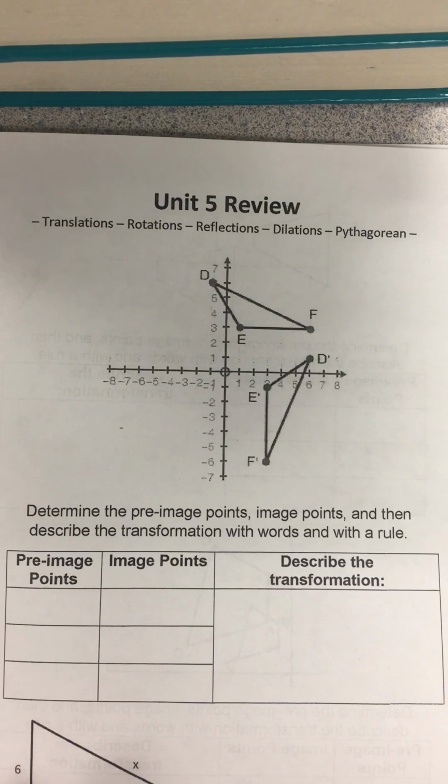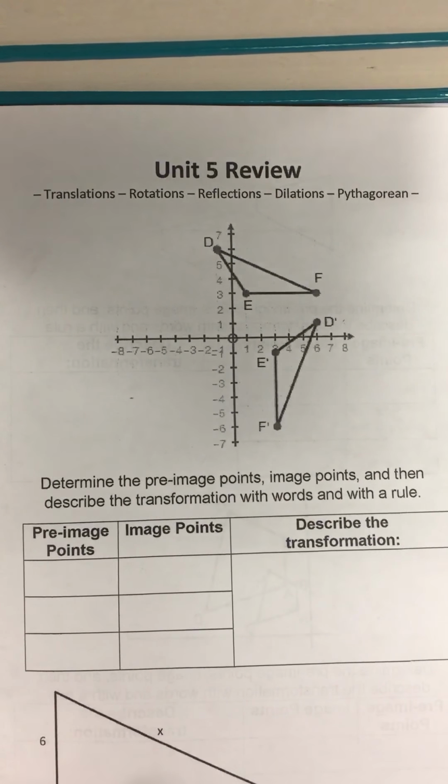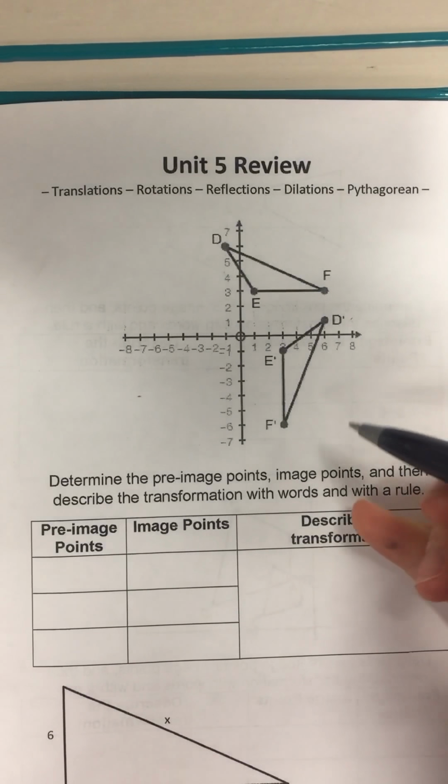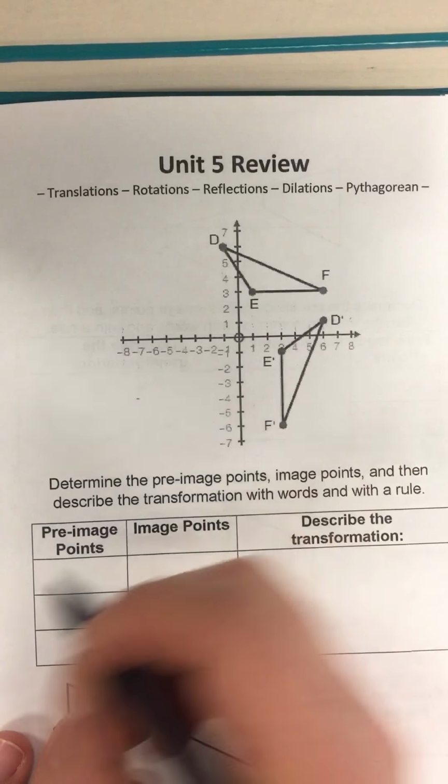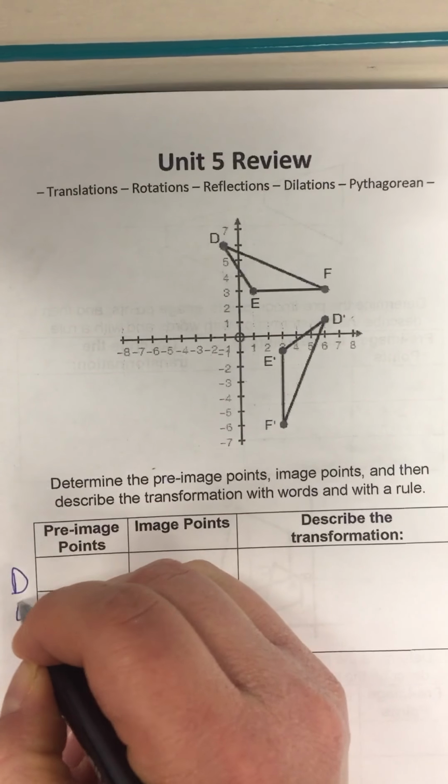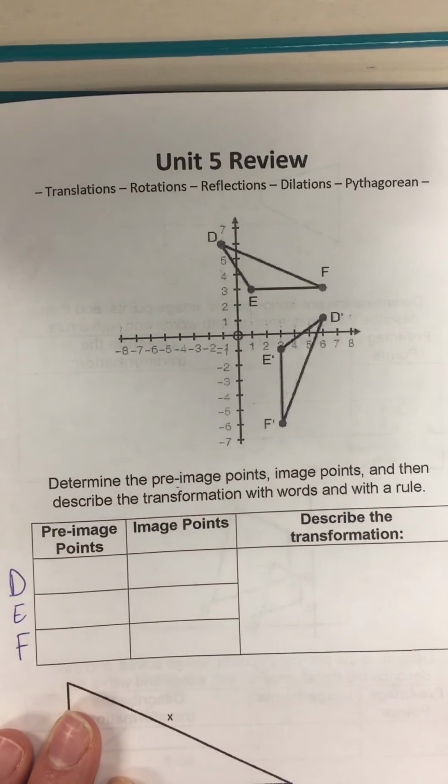All right, guys, it's Ms. Moylan. We are going to fill out the Unit 5 review together. I'm going to do 1 point for each of the objects, and then you guys are going to fill in the rest. So for this first one on the front, we want to figure out the pre-image points. So I'm going to do D, and then you guys can do E and F.